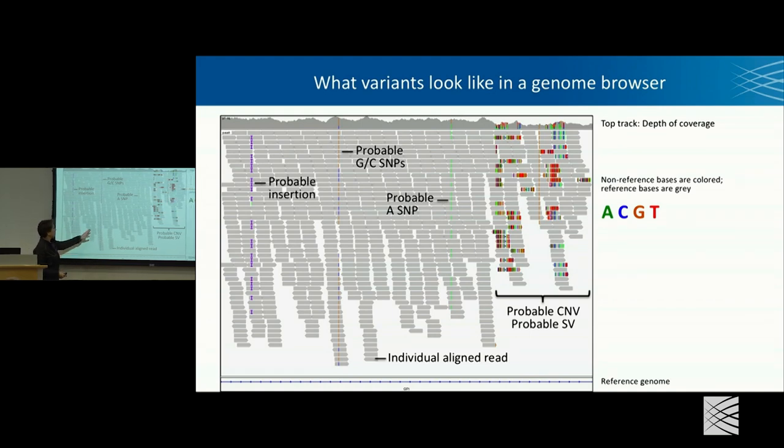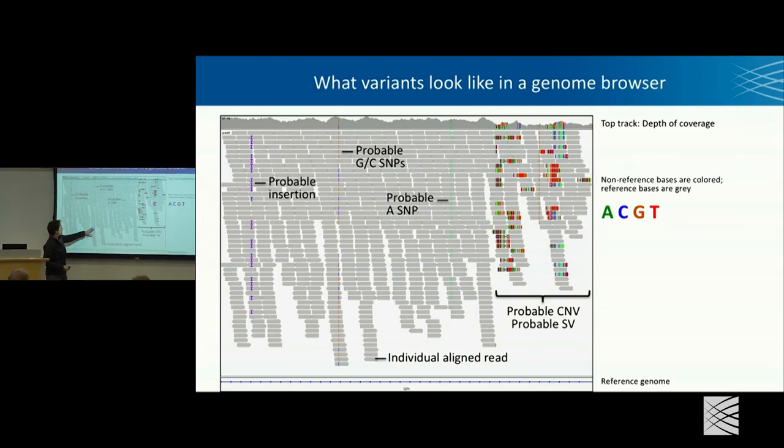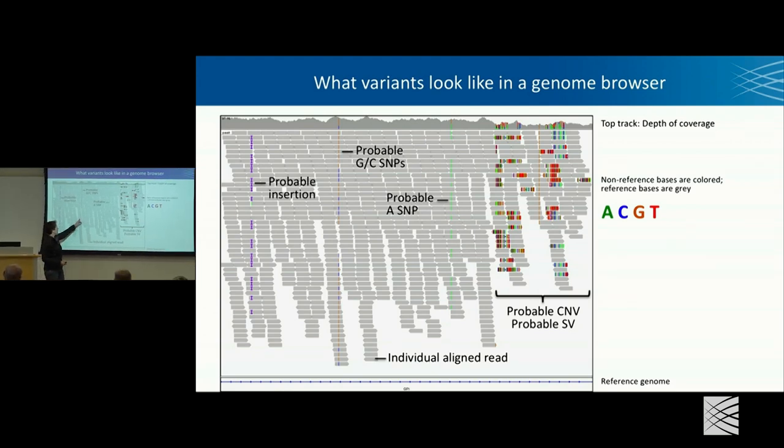And so you see that SNPs, so single point mutations, are represented as these single bars. Here you have a very likely heterozygous SNP. Here you have probably a heterozygous SNP as well. Here in the middle there, on the side, this looks like potentially a homozygous SNP, okay?